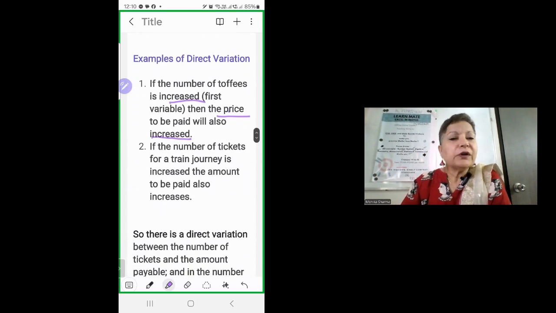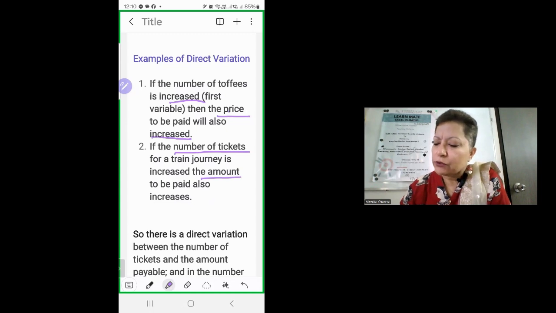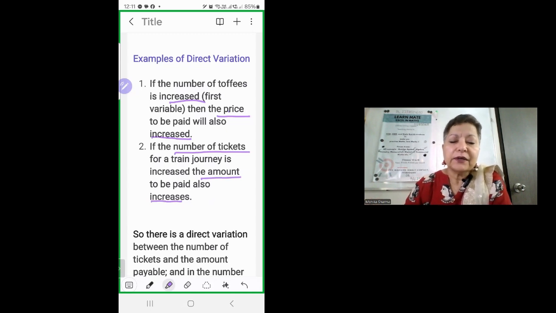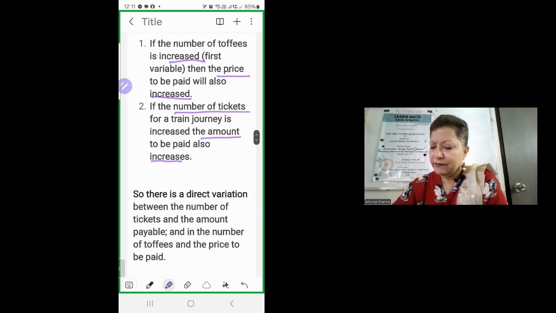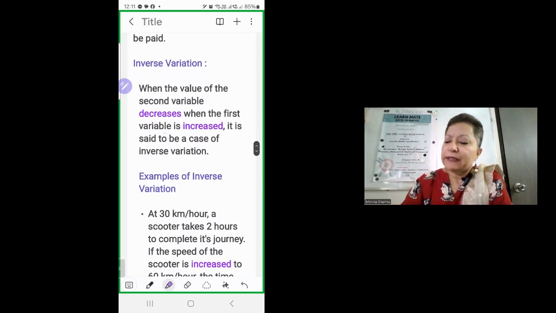Second, if you are, say, purchasing some tickets for a train journey and you increase the number of tickets, the amount to be paid is also going to be increased. So that is when we are talking about direct variation. Now let us come to the place when you are talking about indirect variation. When the value of the second variable decreases.